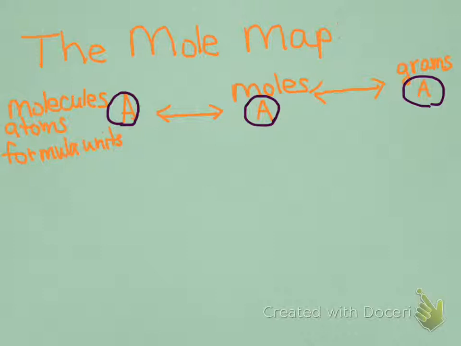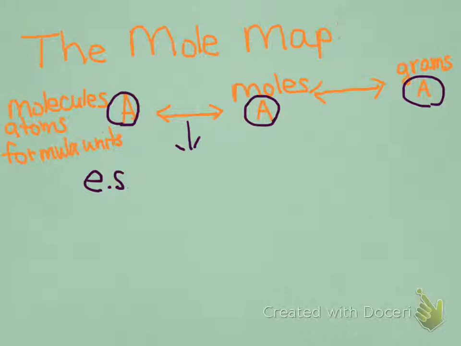Okay, now you'll see from my mole map that I've got some arrows. These arrows show what I can convert between. So I can convert between molecules, atoms, and formula units. That's one thing I can convert to moles. And in order to do that, I have to know that my equality statement, which I'm going to abbreviate ES, is the number of molecules in 1 mole.